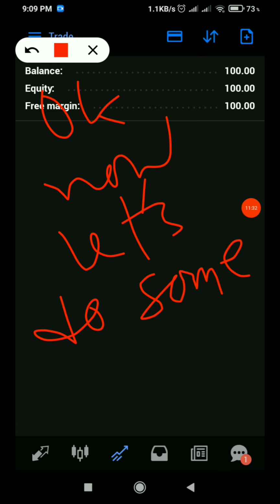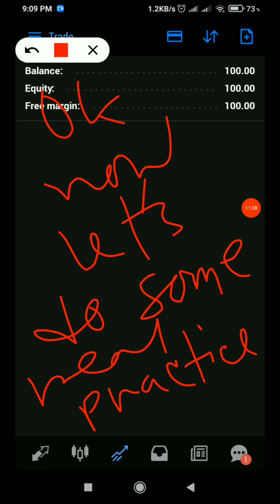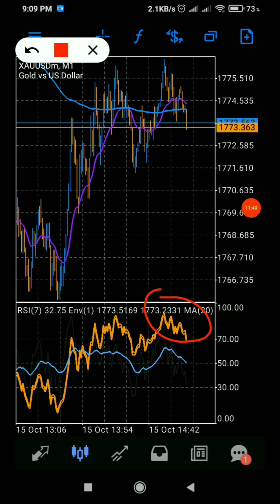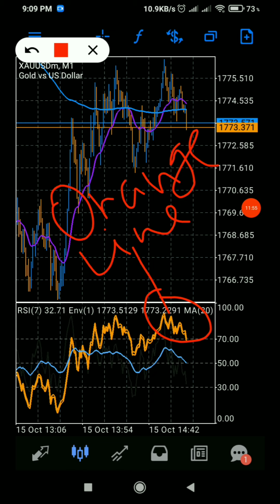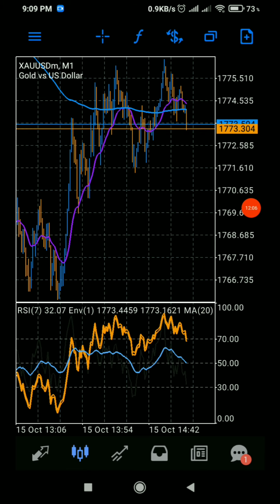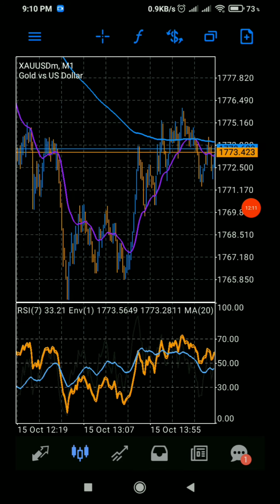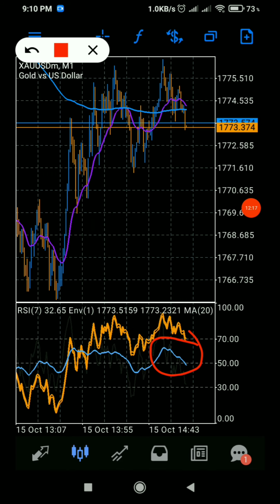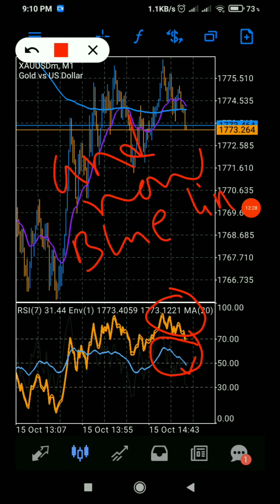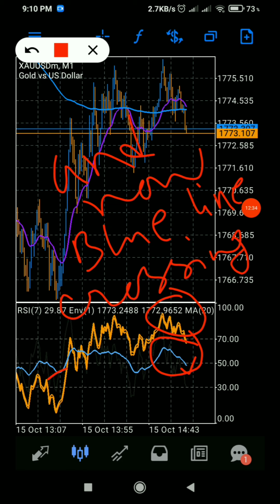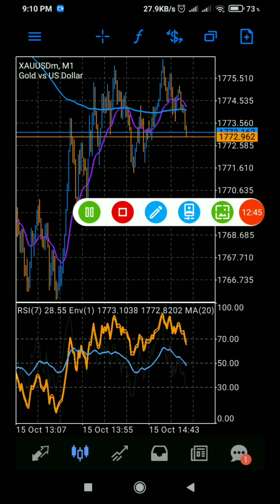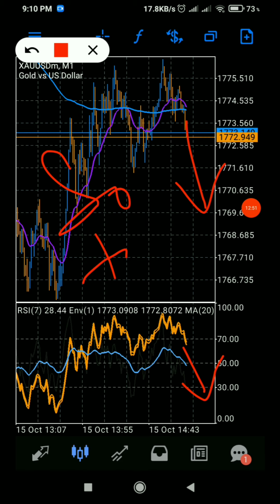Okay, now let's do some real example, real practice. So here is the chart. This is M1 chart, gold, and here you see an orange sharp edge, and this sharp edge is forming on the 70 level, that is the overbought zone. So here we are searching for sell, but we have to confirm from the blue line. Whenever you see blue reach the 50 level and it's going to cross 50 from up to down, that is the time to take a sell entry.